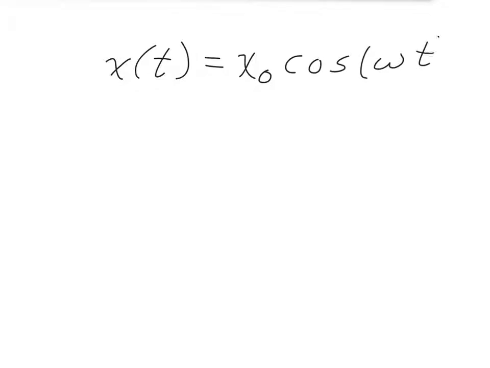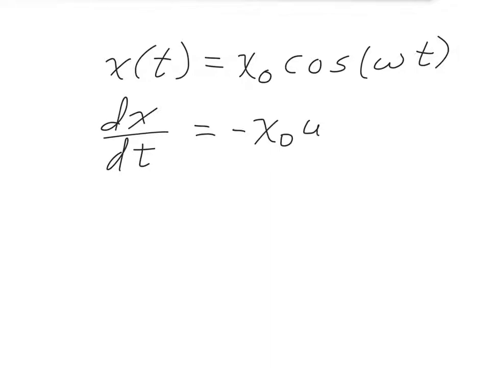We'll let x of t be equal to our presumed cosine function, x0 cosine omega t. We take the first derivative of that, dx/dt, and remember the derivative of cosine is minus sine. We bring the constant omega out front, and we have minus x0 omega sine omega t.